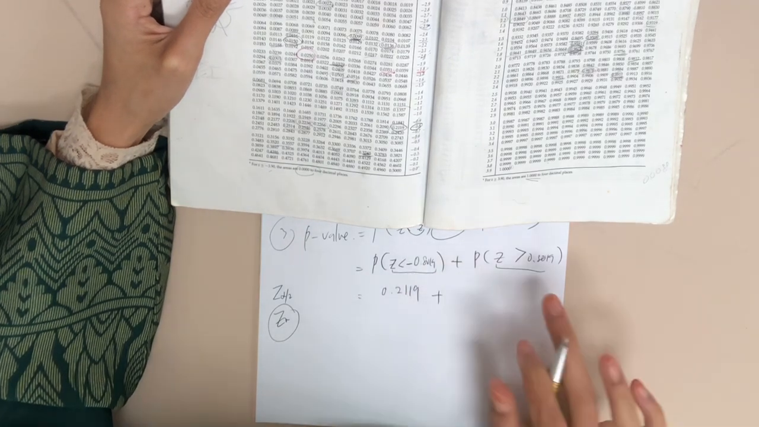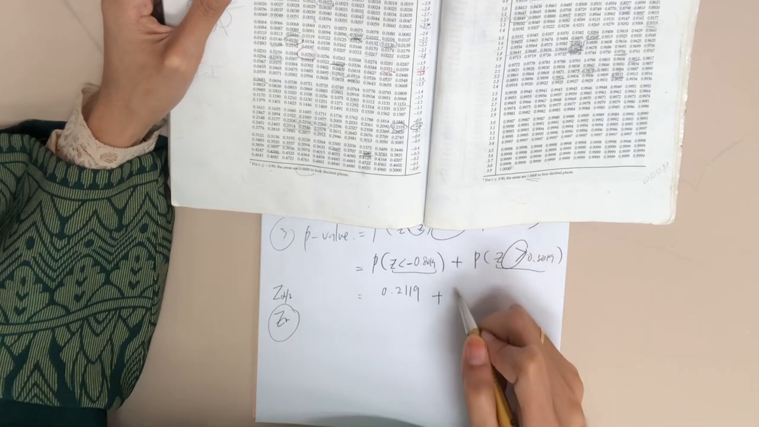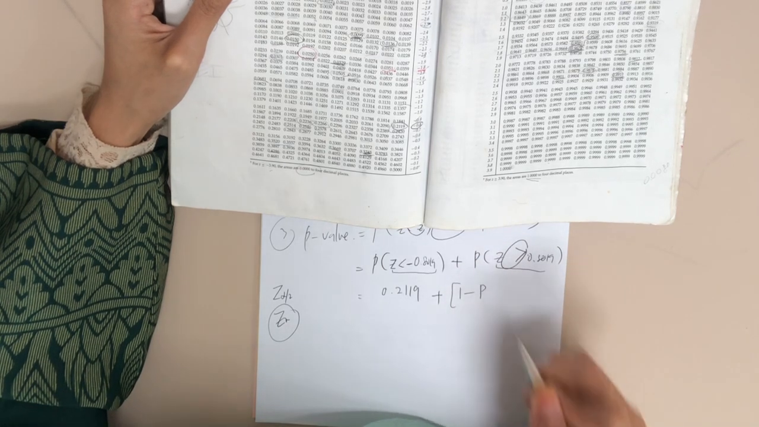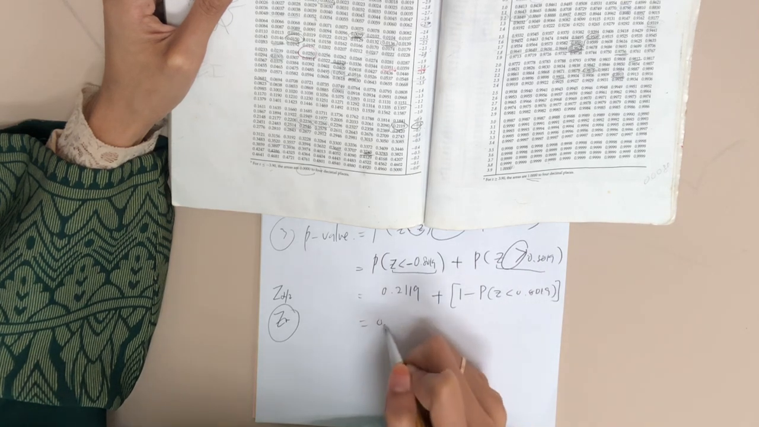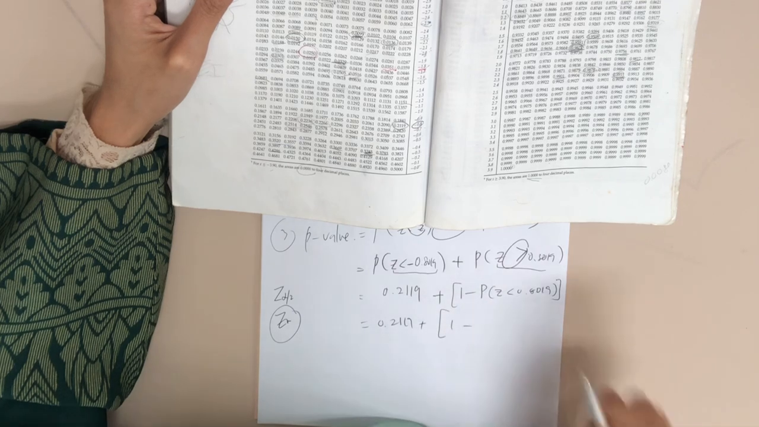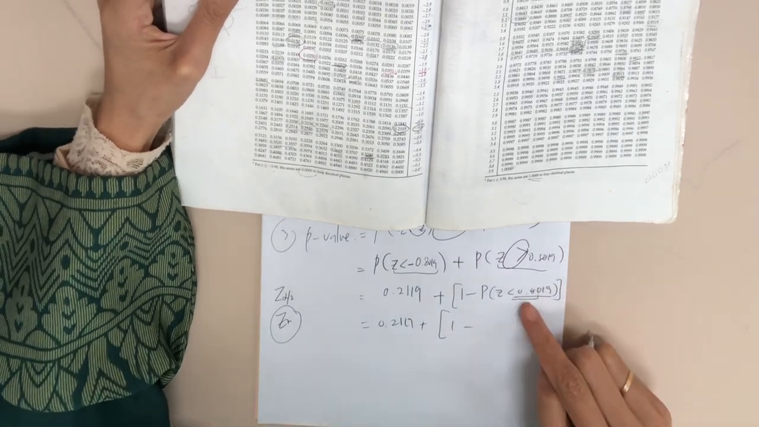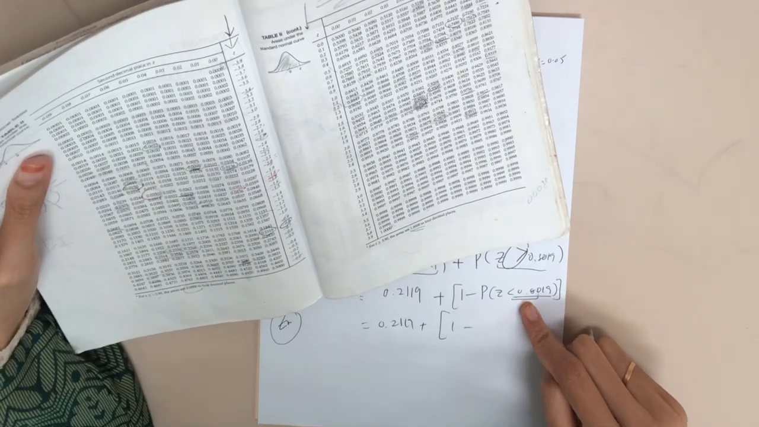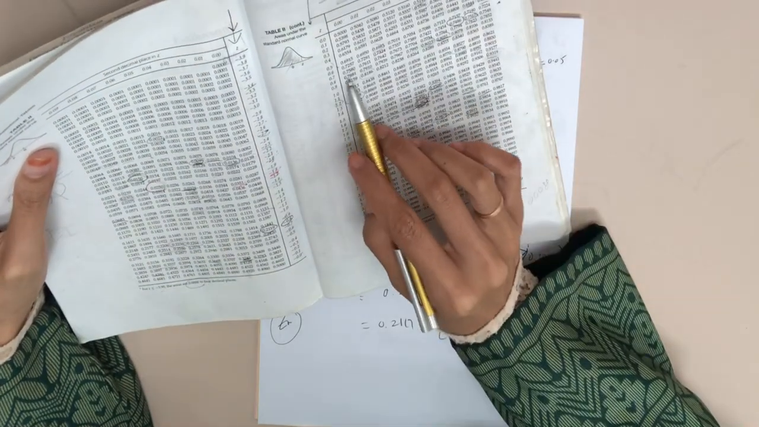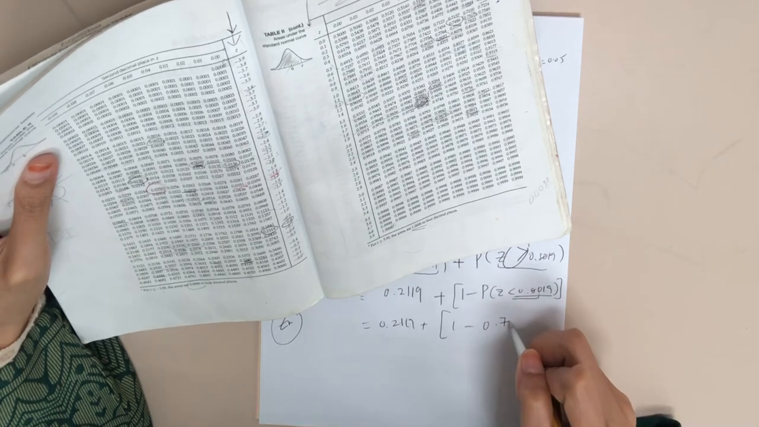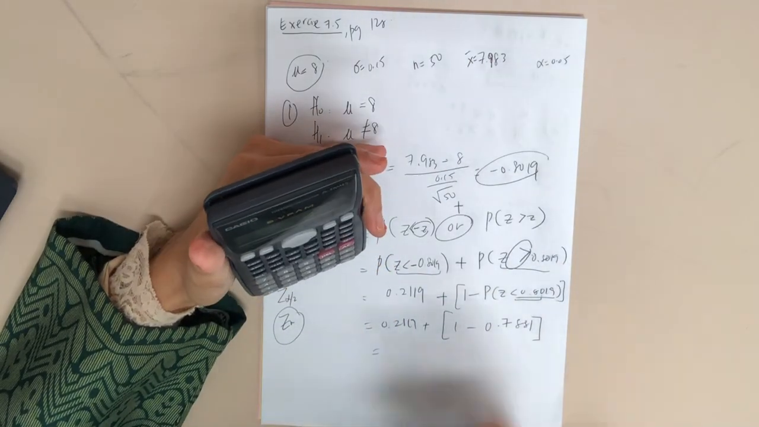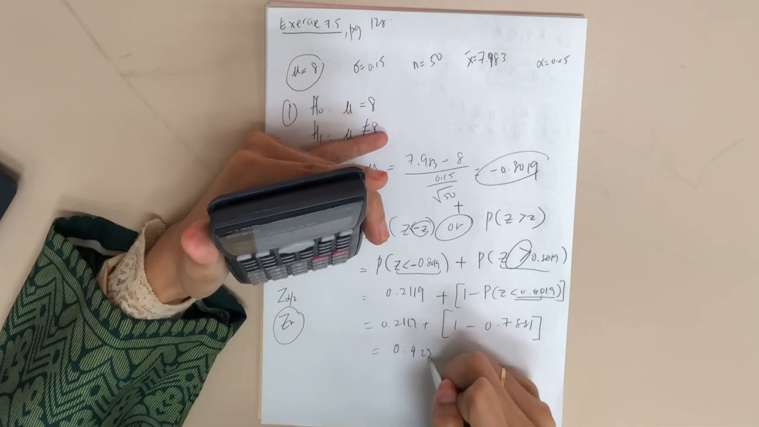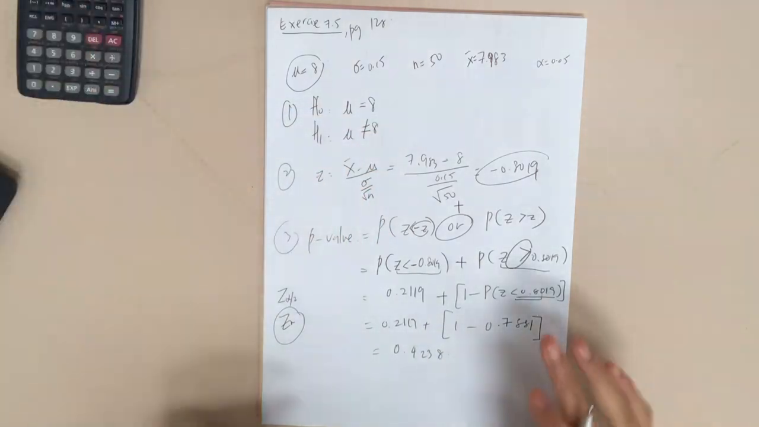Okay, and then plus. So you do the same thing. But class, this is a greater than, therefore you need to do 1 minus it. Okay, 1 minus, this one is positive, 0.8. Where is 0.8? 0.8 is here. So 0.7881. Alright, so you solve it, you will get 0.4238.